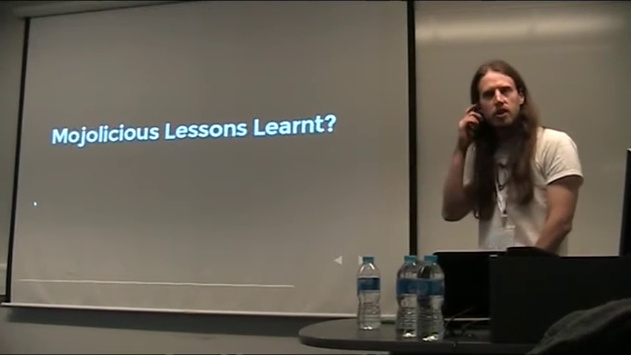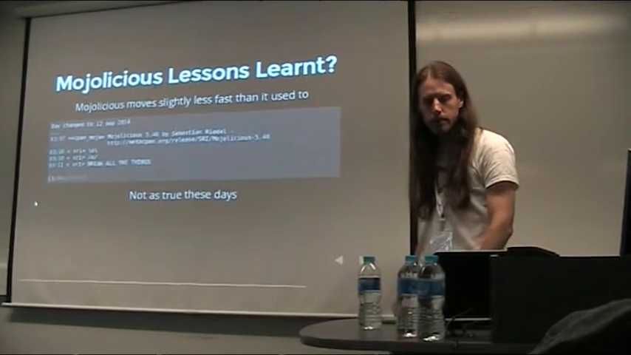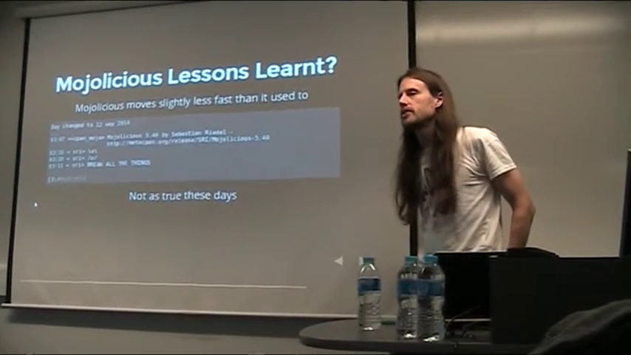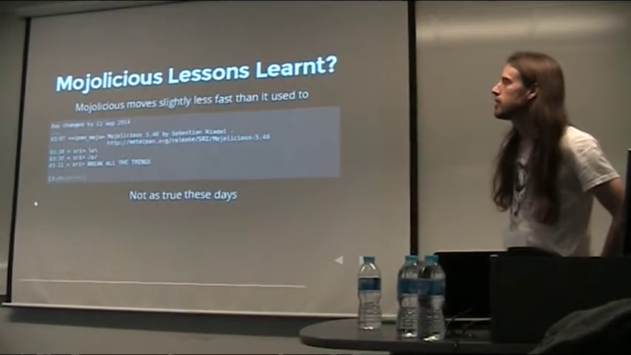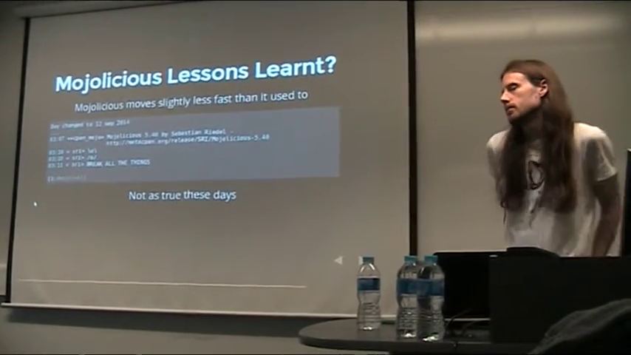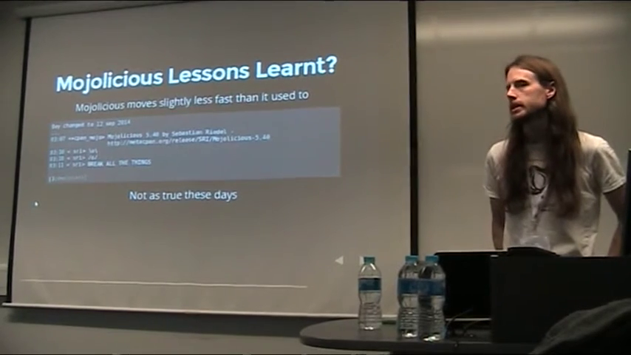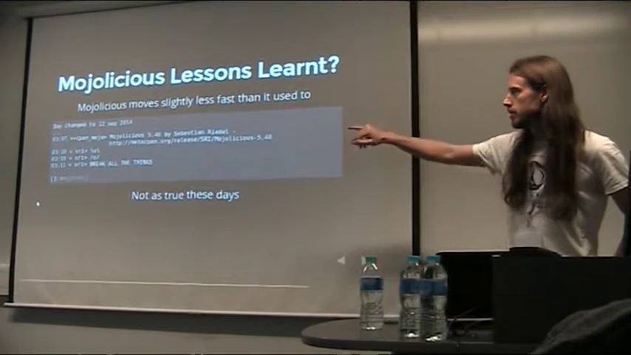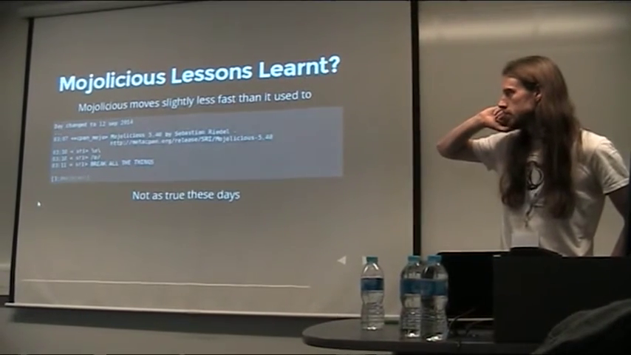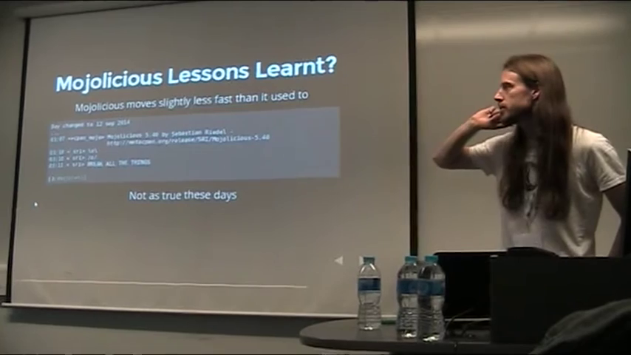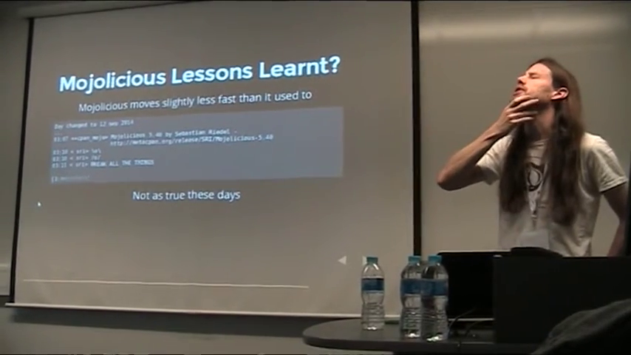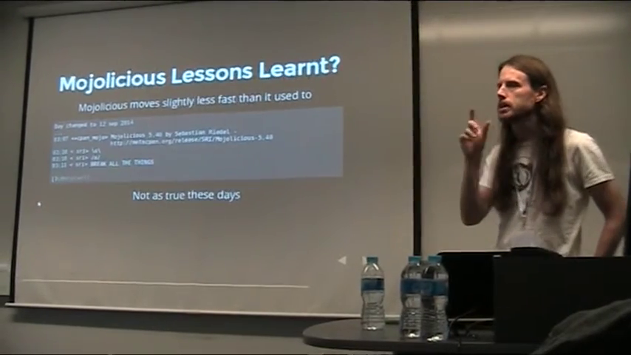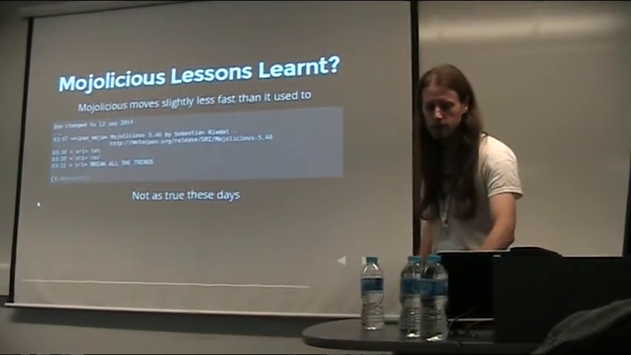So the thing we've learned from working with Mojolicious is that it moves very fast. It's not as true these days, but they will still quite willingly break backwards compatibility. But Sri tends to leave that for major releases now. I think their last major release, when was that? That was back in September 2014. I think they moved to version 6 back in April. But there was only a couple of things they deprecated or removed.